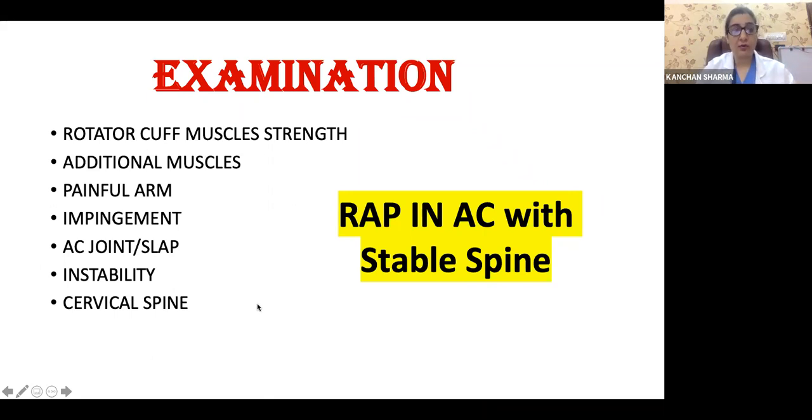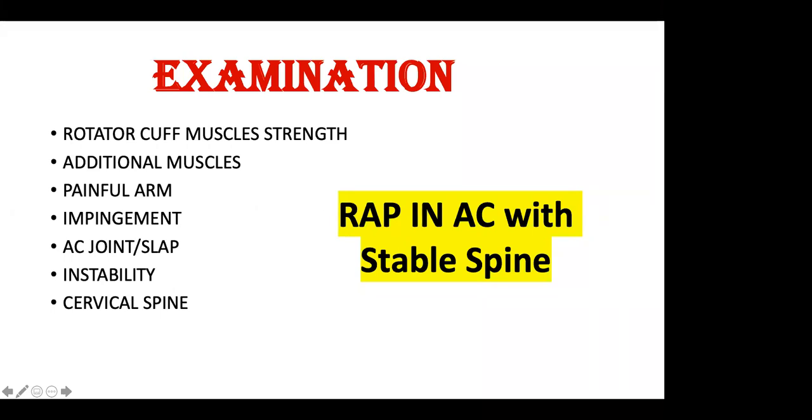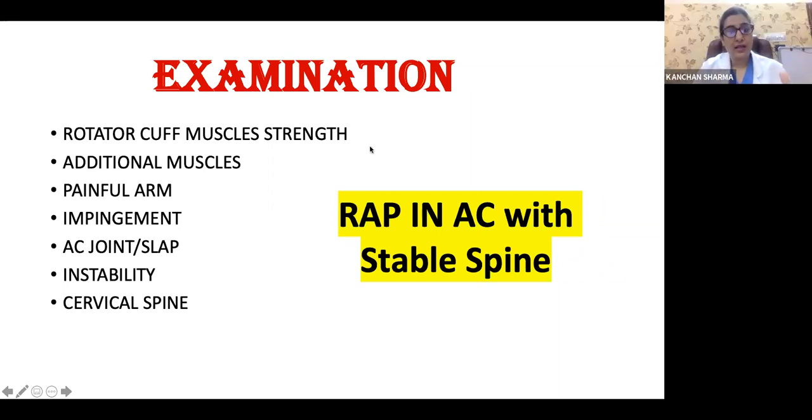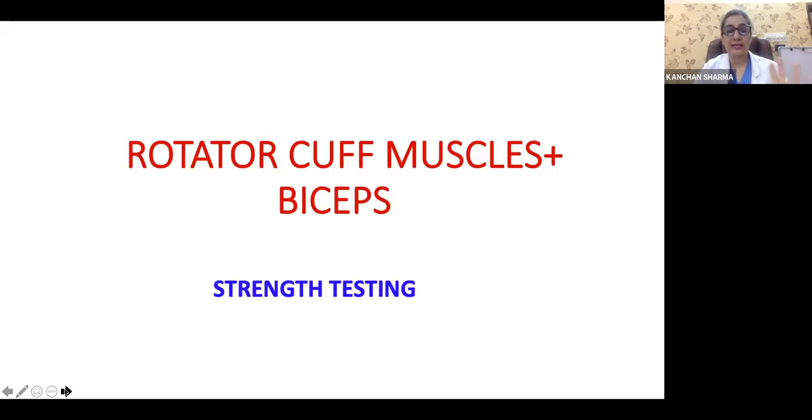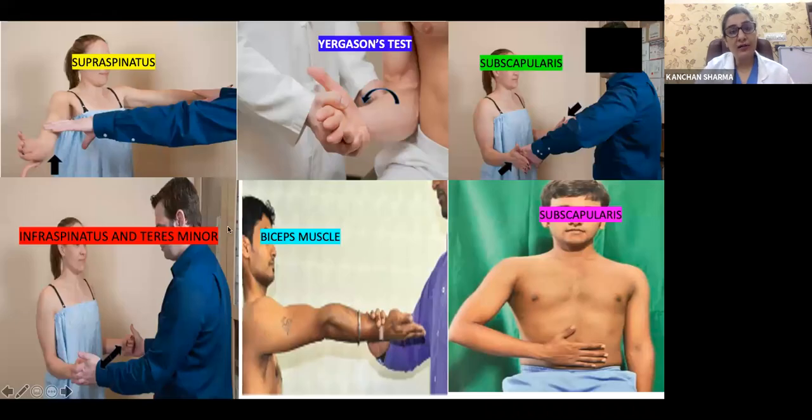in this manner. So what is the mnemonic for it? Wrap an AC with stable spine. I usually say, learn it with your mnemonics. That's the reason I have made mnemonics for everything, to make the learning part easy. So rotator cuff muscle strength you need to test. This R is for rotator cuff muscles. So how are you going to test?